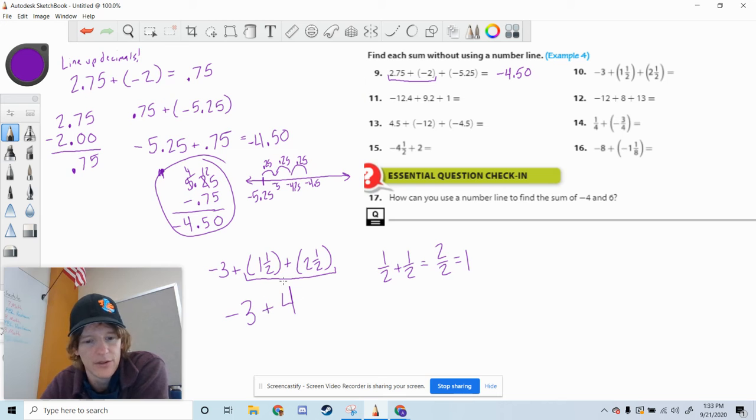Negative 3 plus 4. It says don't use a number line, but I just don't really believe in that. Starting at negative 3, you're going to go over to 1, 2, 3, 4. Negative 2, negative 1, 0, 1.